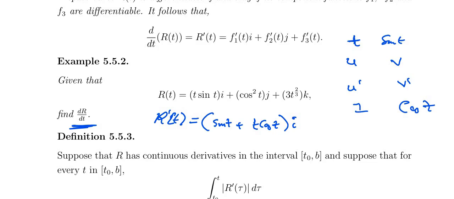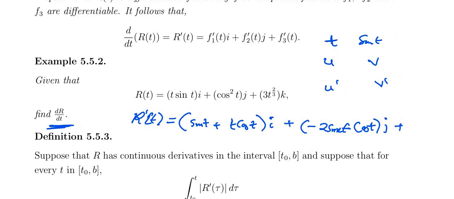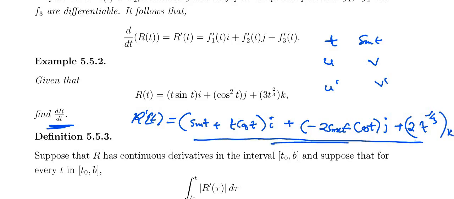This is i. Then plus, when you differentiate this, you get negative 2 sine t, oh, sine, we're using t, right? So we're having sine t, then cos t, j. The last one, when you differentiate it, the 2 over 3 comes down. That's going to give us a 2, then t to the negative 1 over 3, this whole thing with a k at the end. So this is basically the derivative of this function. We just differentiate it in a normal way. Let's hope this is okay.